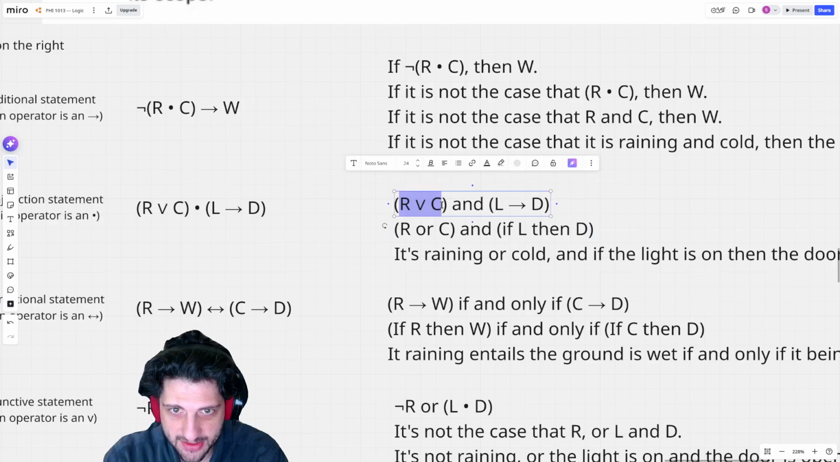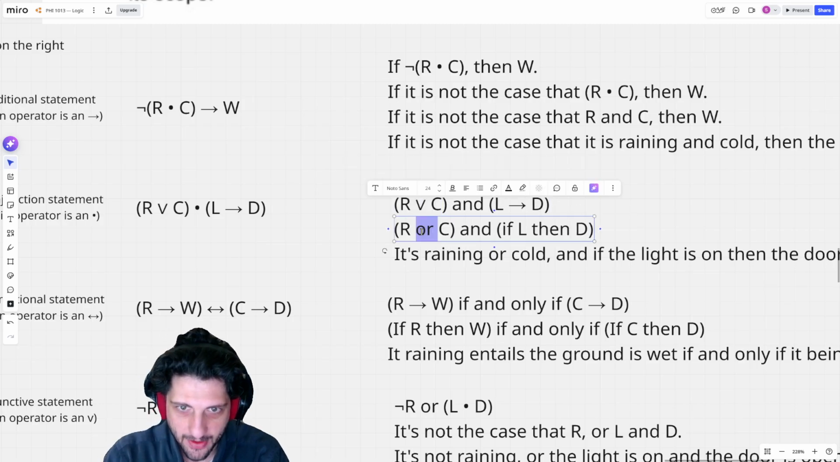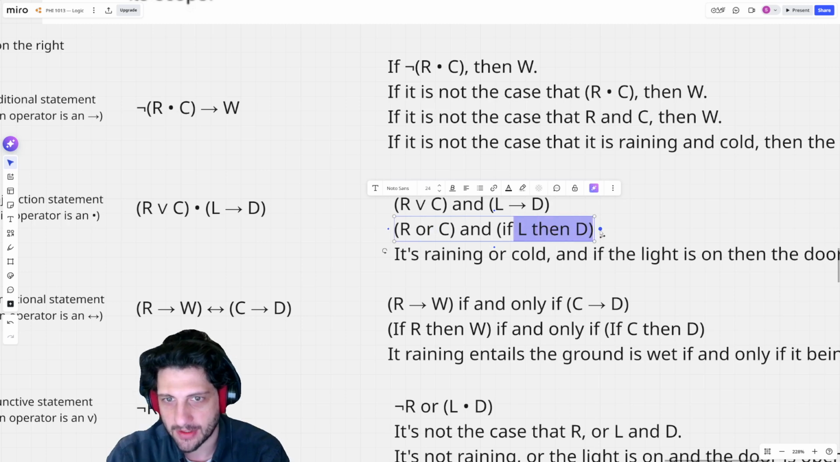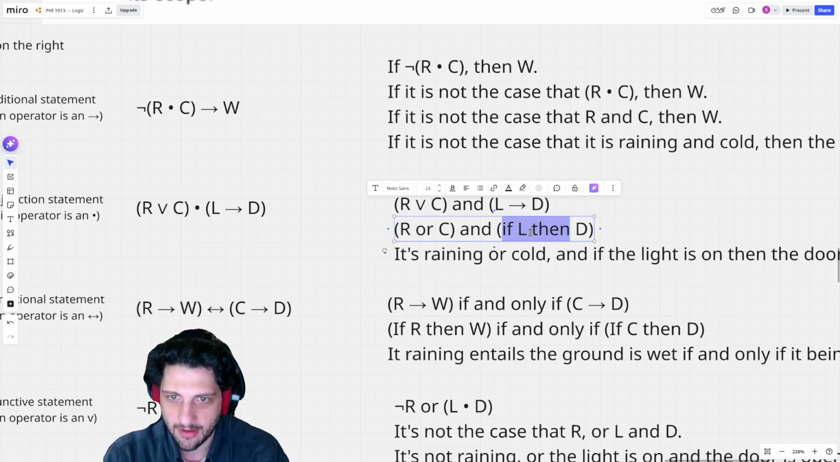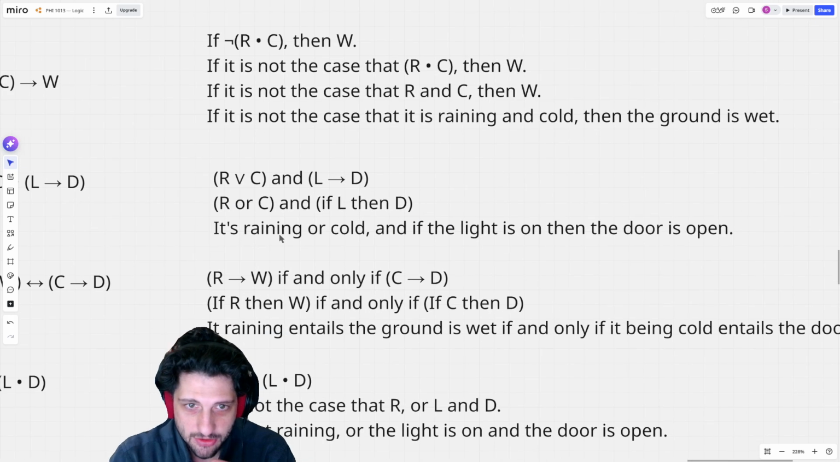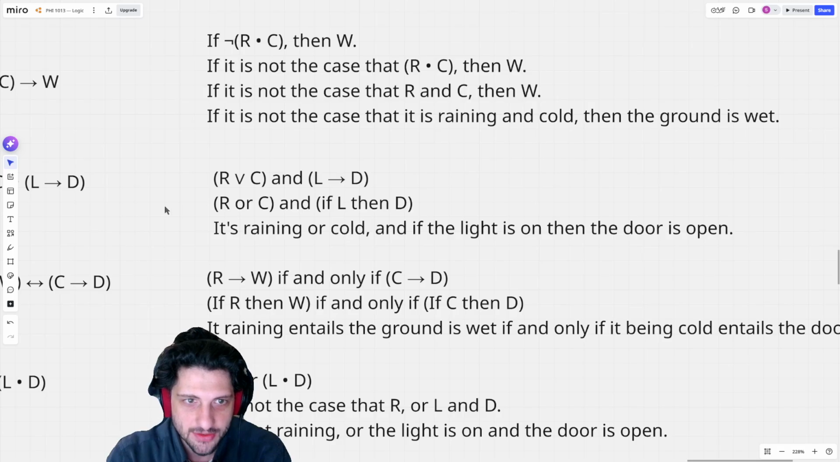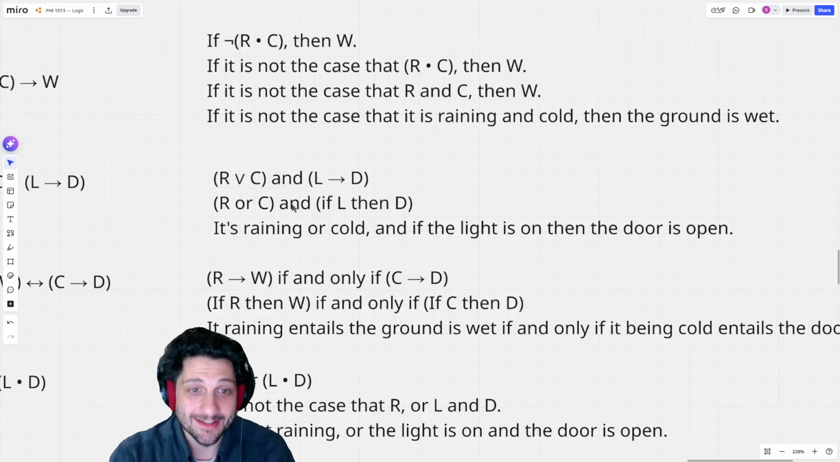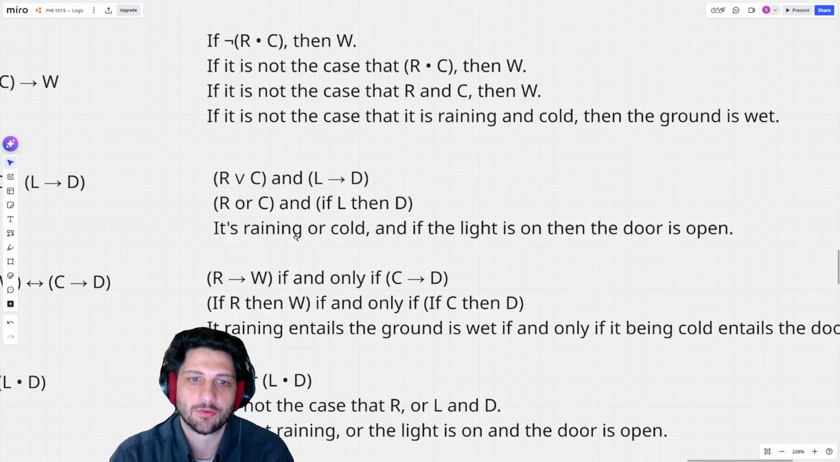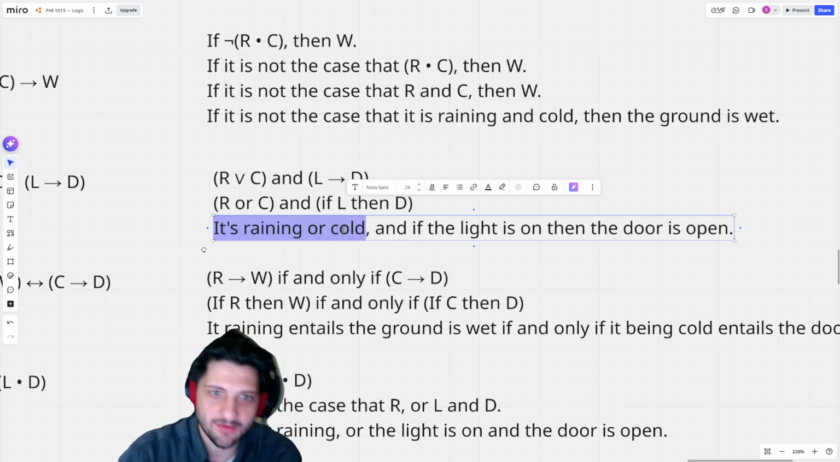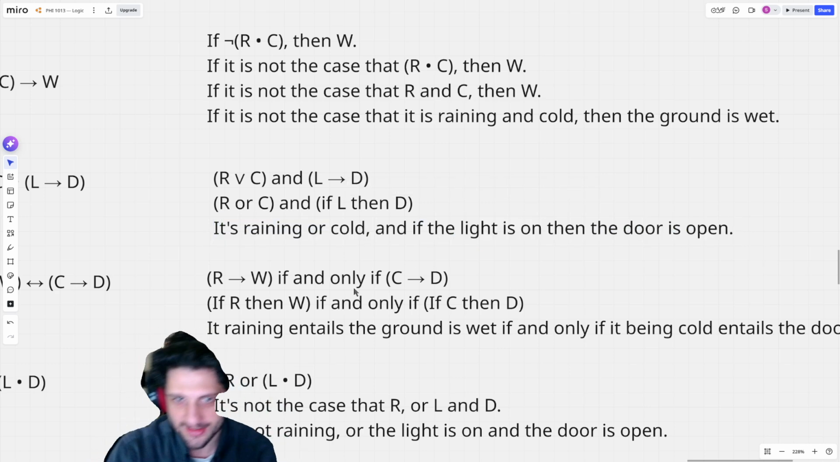So I just look at this R or C, forget about the whole rest of it, and say, that or is just an or. I do the same thing over here. I look at that L arrow D, forget about what else is going on, and think, that's just saying if L, then D. Then I dig a little deeper. Now I've taken care of all of my symbols, and I just have to replace each of my letters. It's raining or cold, and if the light is on, then the door is open. This is a conjunction, so we're saying two things: the one disjunction on the left side, and the one conditional on the right side.